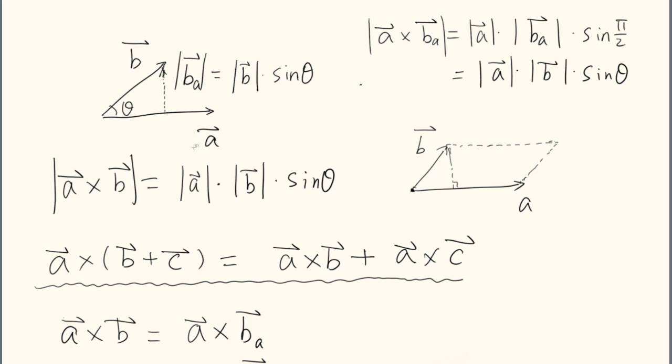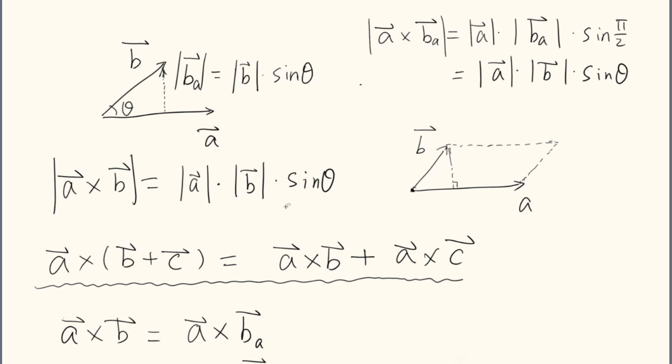So vector A cross vector B has the same direction as vector A cross vector B sub A. Because the direction of this vector and this vector, they are both perpendicular to the plane of this paper, formed by vector A and vector B, formed by vector A and vector B sub A. So this vector and this vector have the same direction.